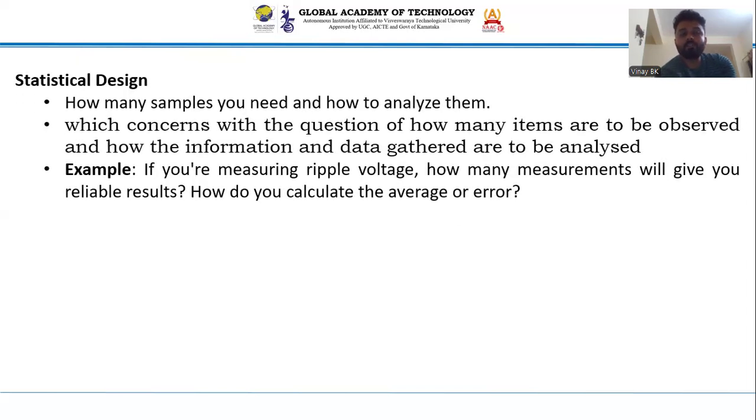And the third one is statistical design. That is how many samples you need and how to analyze them, which concerns the question of how many items are to be observed and how the information and data gathered are to be analyzed. Example, if you are measuring a ripple voltage, how many measurements will give reliable results? How do you calculate the average or error?